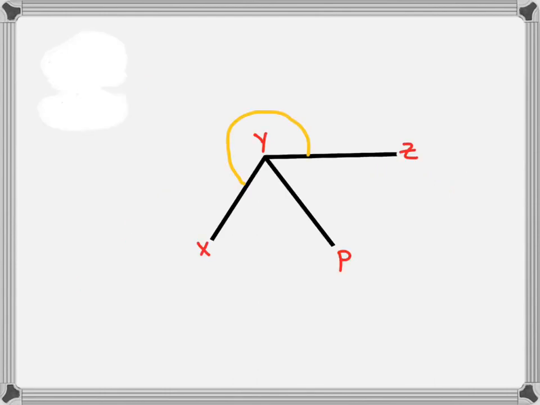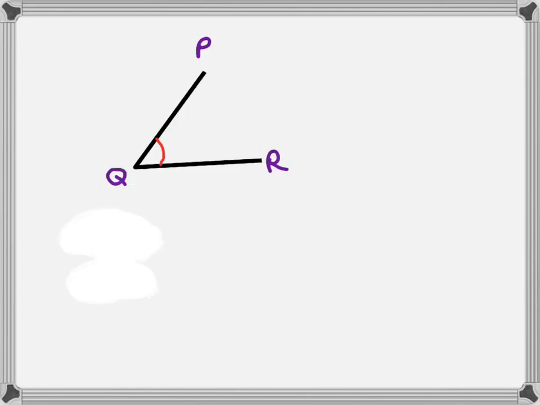Next one. They want us to name the yellow angle. So try that one. Did you say XYZ or ZYX? If you did, you're correct. And don't forget the angle on the vertex, the angle sign. Right, try this one. Okay, so PQR or RQP. Okay, I think you've got the idea now.